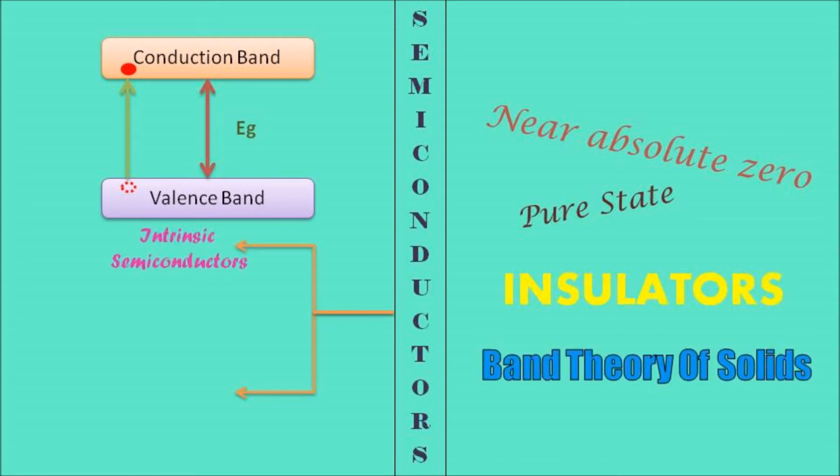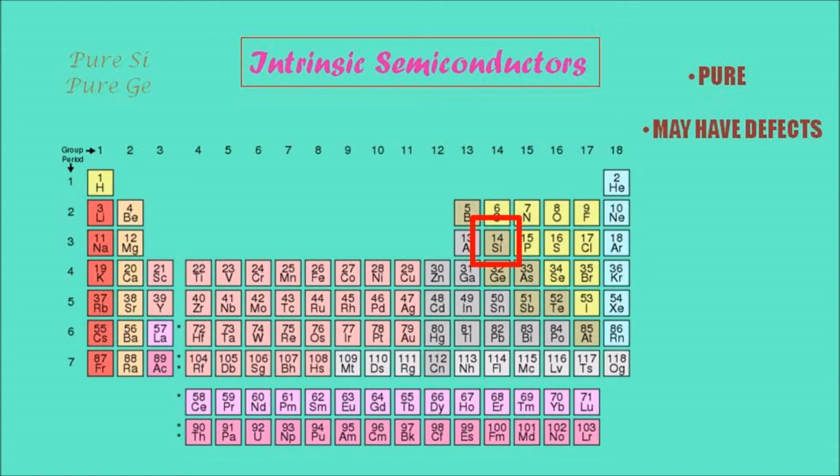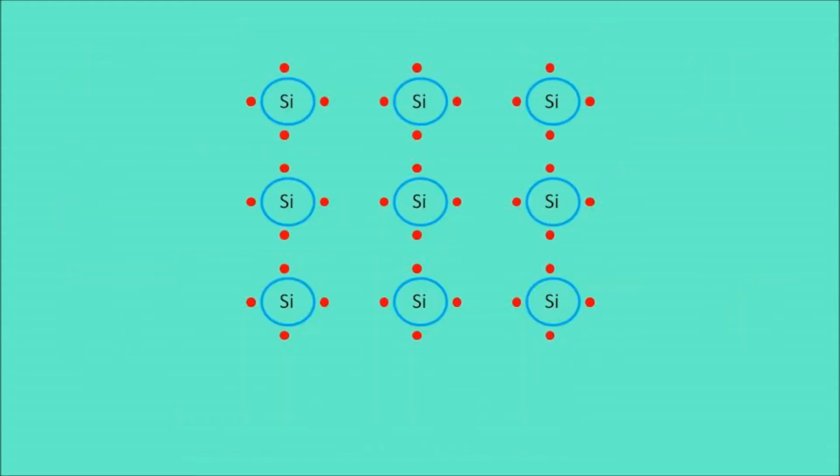Semiconductors can be either intrinsic or extrinsic. Pure semiconductors are called intrinsic semiconductors. They do not have any impurity but may have defects, like pure silicon and pure germanium. Consider silicon. It is an element in the third period and the 14th group of the periodic table. With atomic number 14, it has the electronic configuration 1s2, 2s2, 2p6, 3s2, 3p2, with 4 electrons in the outermost shell. Consider a two-dimensional structure of pure silicon material.